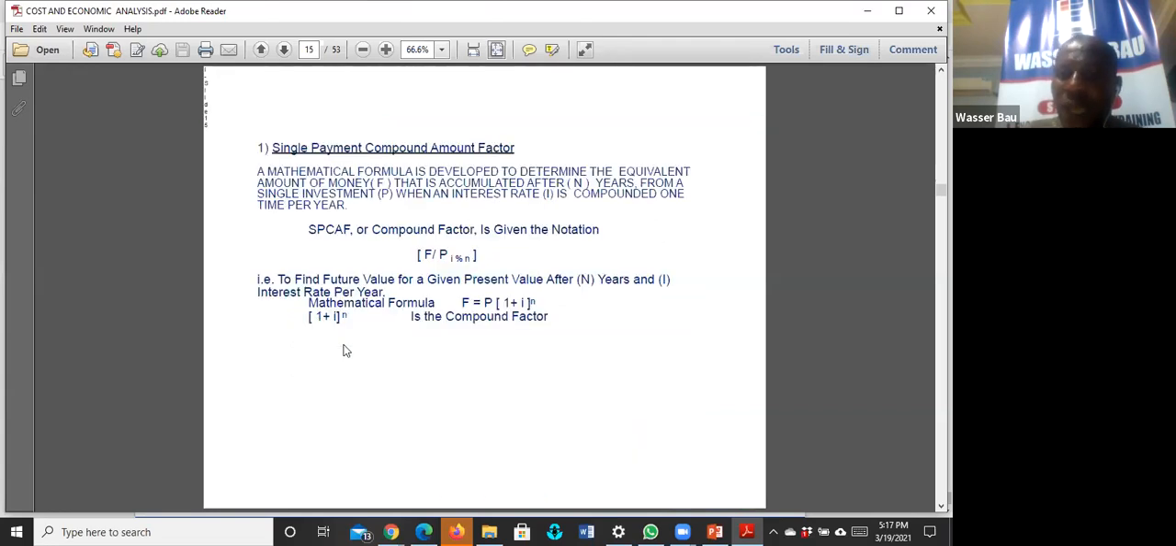So this is what it means. If I'm given this present value and I'm asked to find the future value, it is represented with this formula. This factor, I can find in the interest table. This factor is a function of the I and the N at that given P. So all of this is a factor. If I have my P, I multiply it by a certain factor called the compound factor, and it will give me the future value.